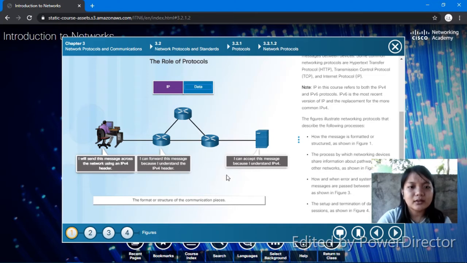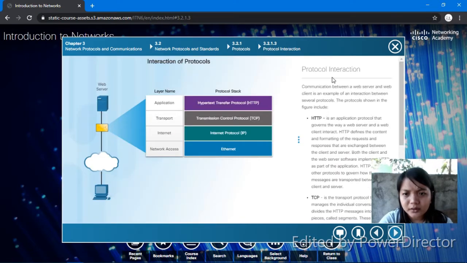Because they use one common language, this man uses IPv4. The router can forward the message because it can understand IPv4. It can receive the message because it can understand IPv4. So that's simple. It's just like communication between humans.